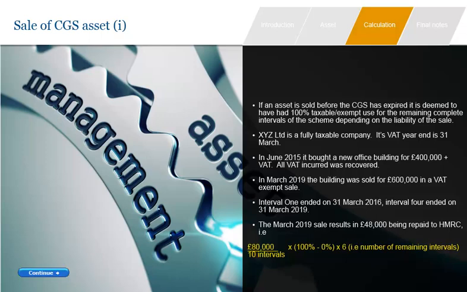In our example, XYZ Limited is a fully taxable company which bought an office building for £400,000 plus VAT. Clearly, because it is fully taxable, the capital goods scheme has never been an issue. However, the building has been sold in a VAT-exempt sale before the expiry of the scheme. The sale of the building in March 2019, with 6 intervals to go, results in £48,000 being repaid to HMRC, because it is deemed to have wholly exempt use for those remaining intervals.